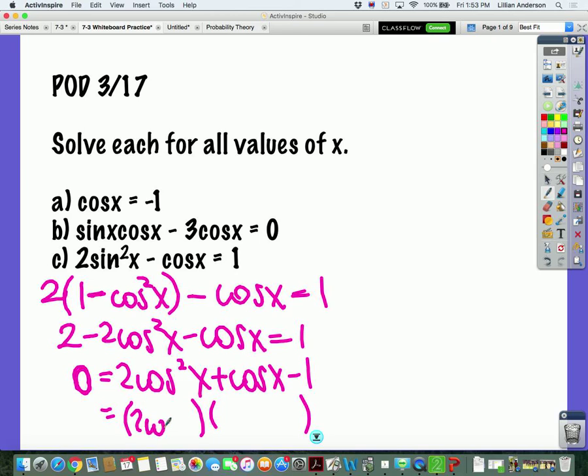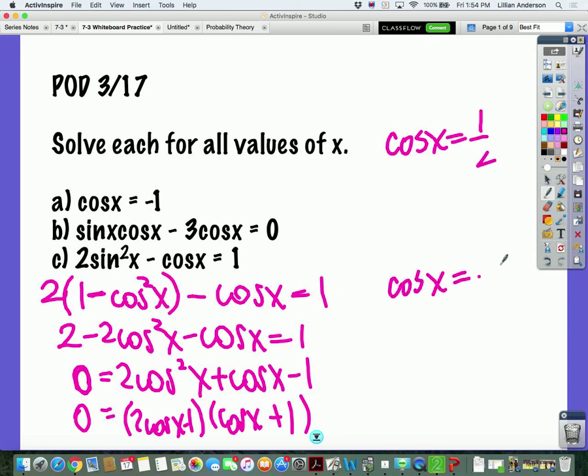So, you should have gotten this as your factors. Did you guys get that? That is 2 cosine x minus 1, and then cosine x plus 1. Alright? Again, another case of the zero product property: you set both of them equal to 0, so that leaves you with cosine x equals 1/2, and then cosine x equals negative 1.